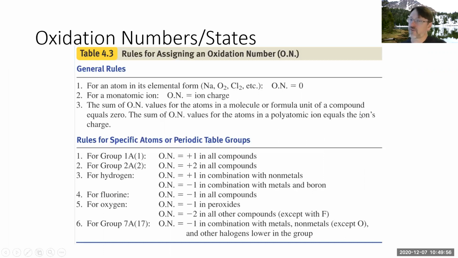A second approach to calculating the oxidation numbers or oxidation states is a rule-based method. And this is a method that is in some senses faster than the Lewis structure method.